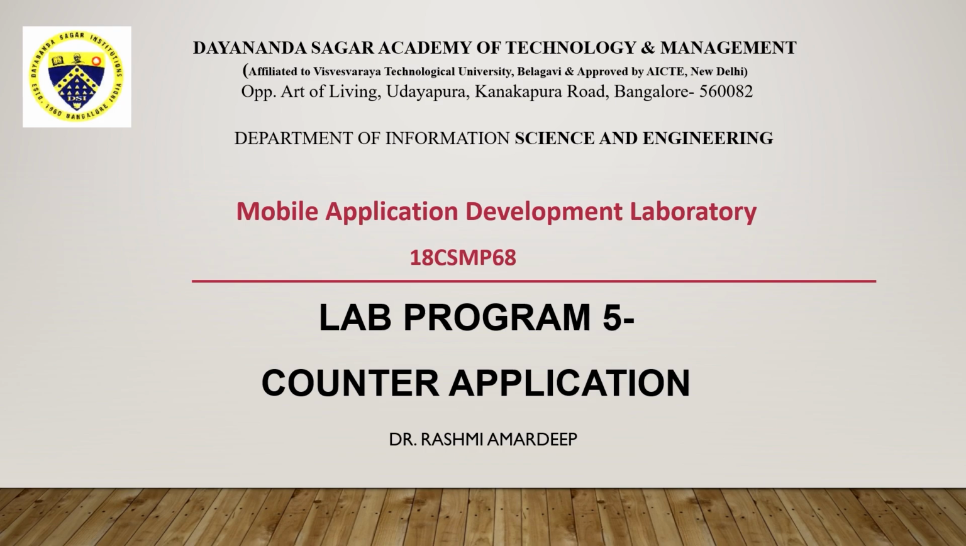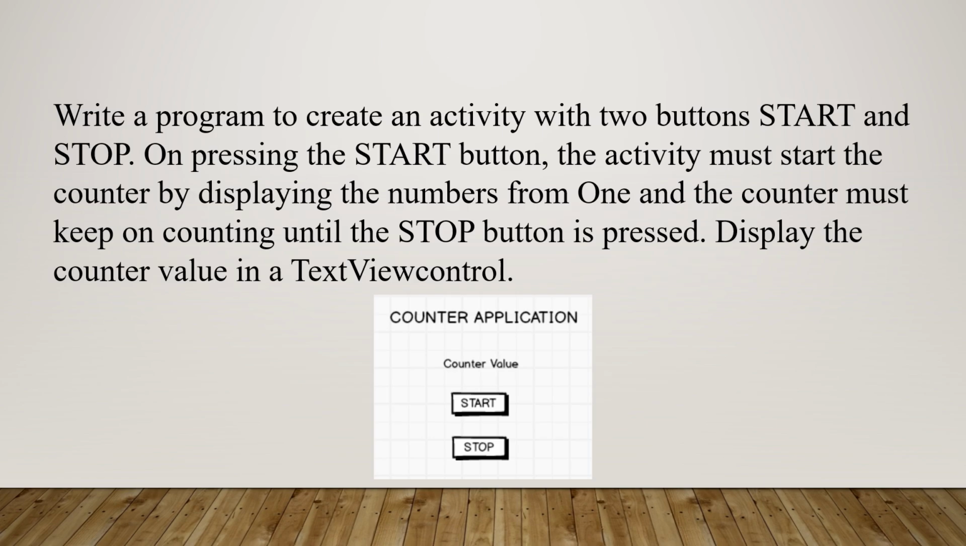In this video, I'll be explaining the Counter Application program. The statement of the program is: write a program to create an activity with two buttons, Start and Stop. On pressing the Start button, the activity must start the counter by displaying the number from 1, and the counter must keep on counting until the Stop button is pressed. Display the counter value in the text view control.